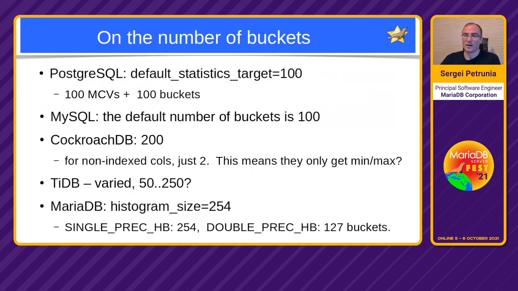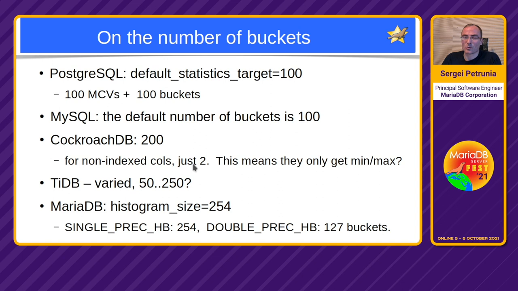On the number of buckets that each database uses, PostgreSQL by default collects the 100 most common values and then uses 100 buckets. In MySQL, the total number of buckets is 100. So if there are common values, this one is split. CockroachDB uses 200 buckets, so it seems to be some popular number. But for non-indexed columns, the histogram always has just two buckets. I assume they just want the minimum and maximum value.